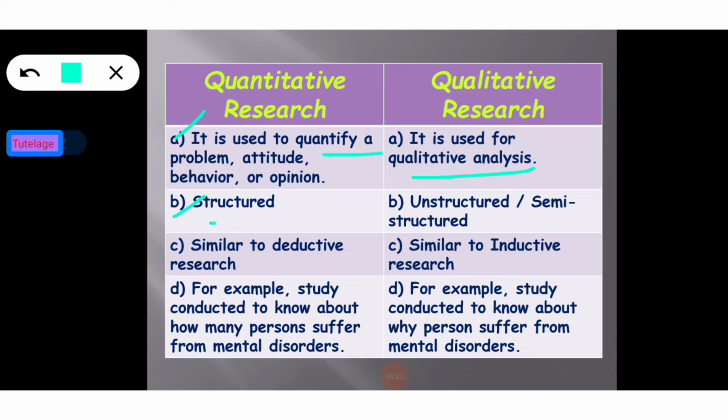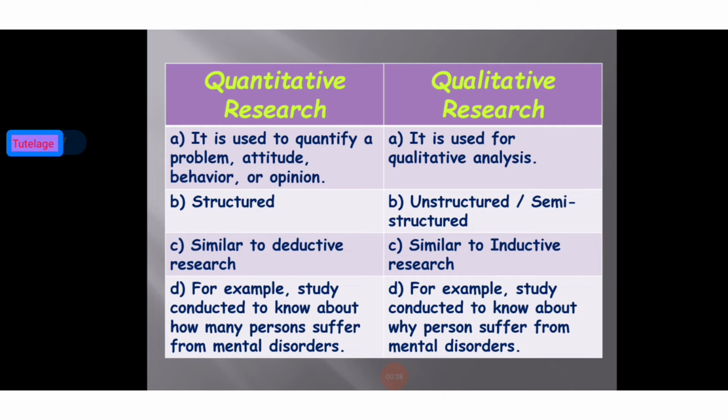Quantitative research is usually structured. On the other hand, qualitative research is usually unstructured or semi-structured. What is structured and what is unstructured, we will explain later. Now move on to the third point. Quantitative research is similar to deductive research, and qualitative research is similar to inductive research. What deductive and inductive mean, we will explain later in my next-to-next slide.